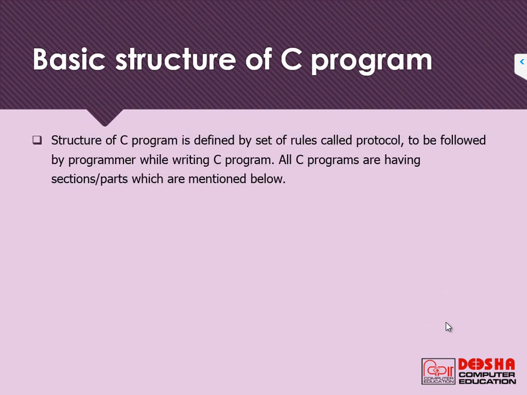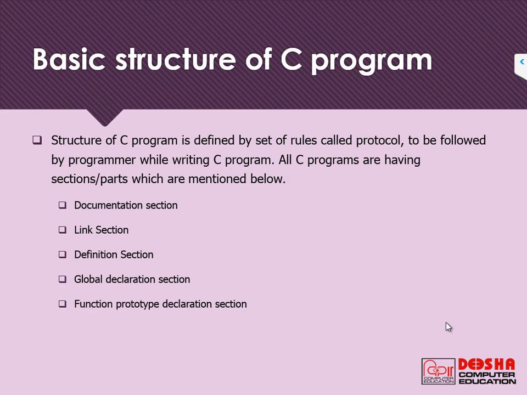Now what is the basic structure of a program? A C program contains a documentation section, link section, definition section, global declaration section, function prototype declaration section, main function, and any user defined functions. The structure of a program is defined by a set of rules called protocol, to be followed by a programmer while writing a C program. All C programs have the sections mentioned below.